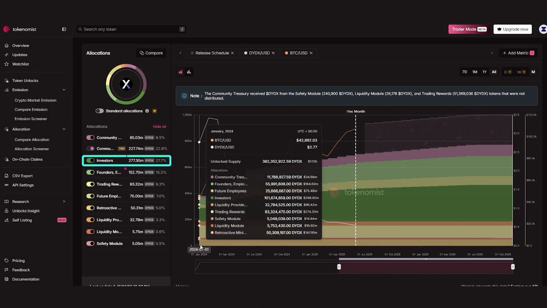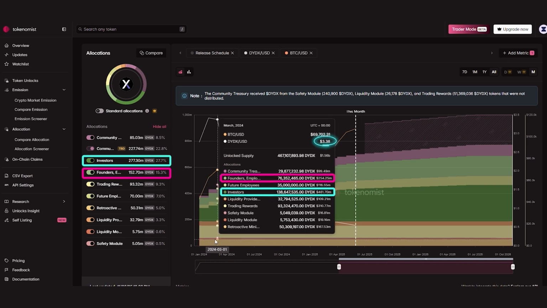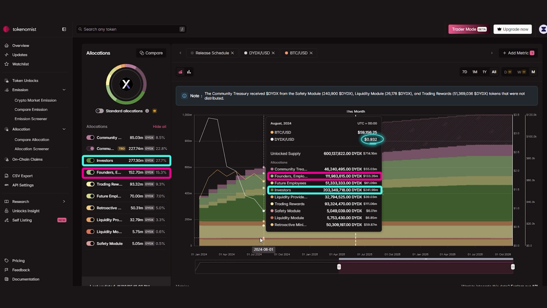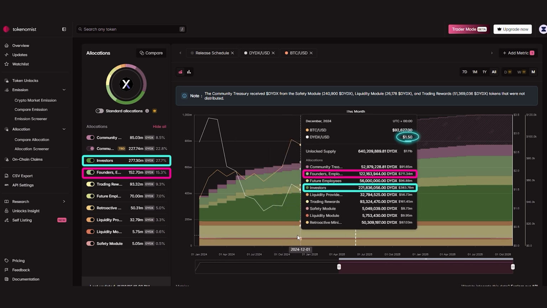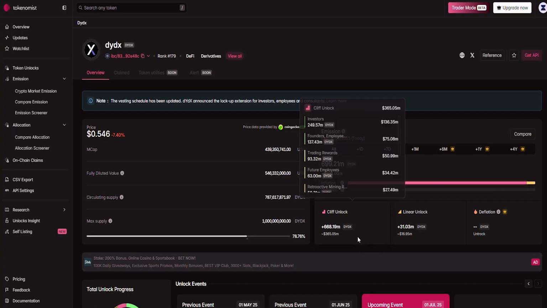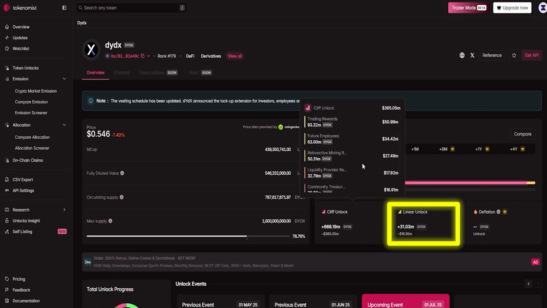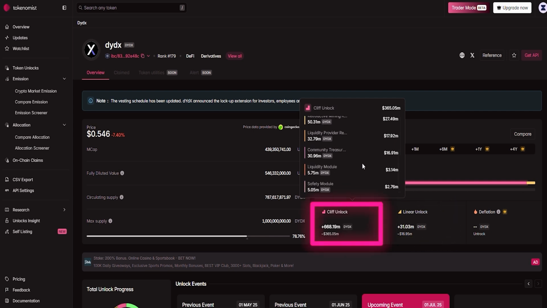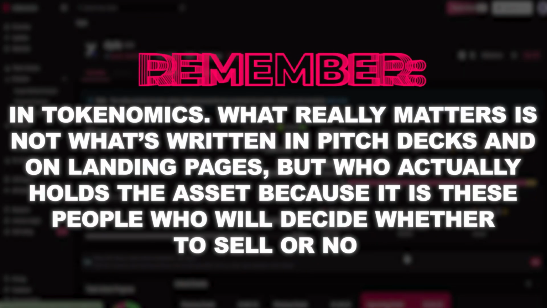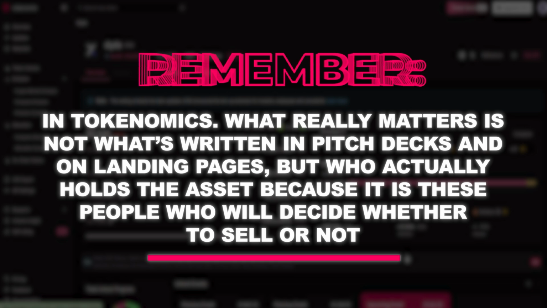To avoid such a situation, the first thing I do is open Messari, Tokenomics, Ownership. I look at how much the team has and how much the funds have. If insiders have more than 50%, that's already a red flag. When the price first rises, they may start to exit, and you'll be left with a loss. Next, I always look at the unlocking schedule. If it is linear, the pressure will be gradual. But if there are cliffs, when 20–30% of the entire supply is unlocked in one day, the market simply won't have time to react. Remember, in tokenomics, what really matters is not what's written in pitch decks and on landing pages, but who actually holds the asset, because it is these people who will decide whether to sell or not.